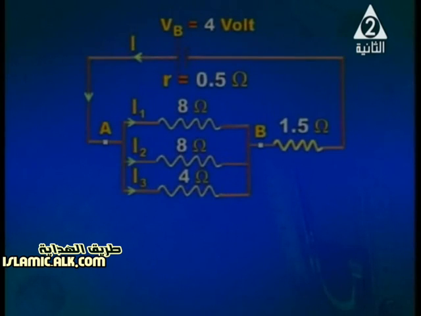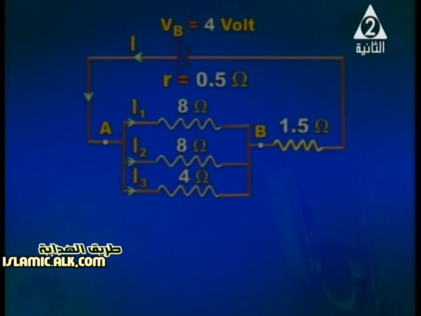Another problem. We've got a circuit shown in front of you. V battery here is equal to 4 volt. R internal 0.5 ohm. We've got a parallel combination, which consists of 3 resistors: 8 ohm resistor and another 8 ohm resistor and 4 ohm.